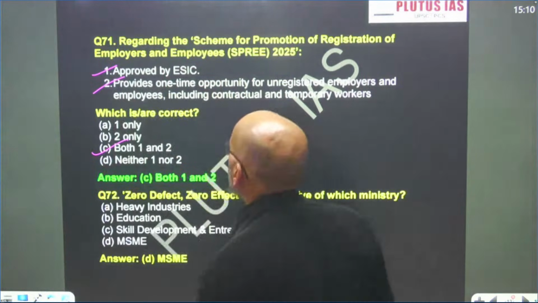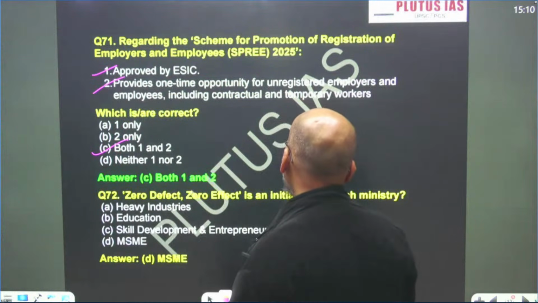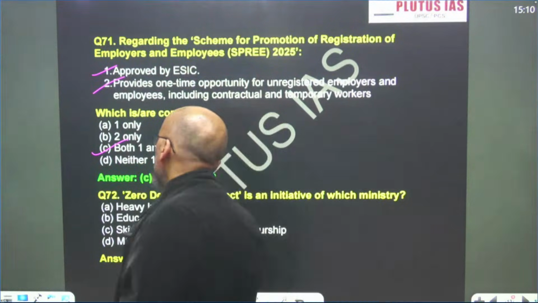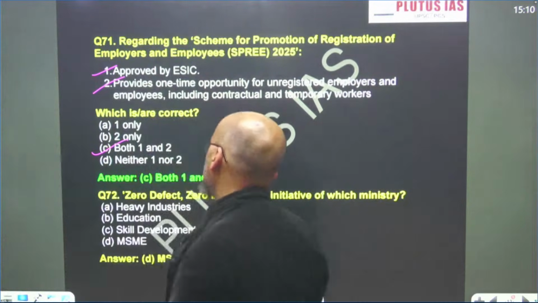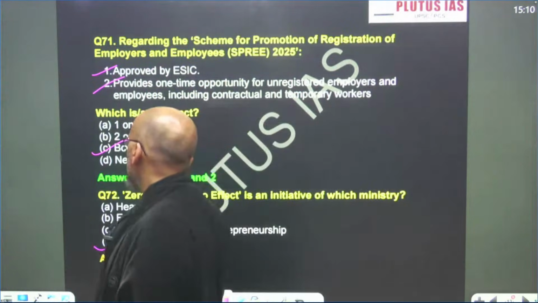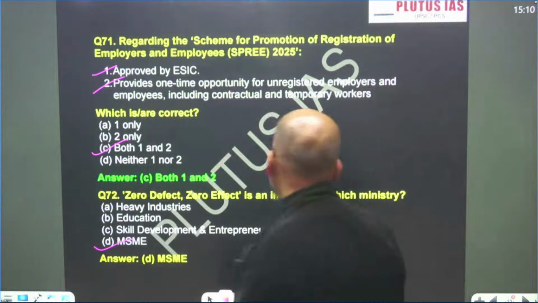Question 72. Zero Defect, Zero Effect is an initiative of which ministry? Option A, heavy industries. Option B, education. Option C, skill development and entrepreneurship. No, it is the initiative of MSME, guys. Okay.